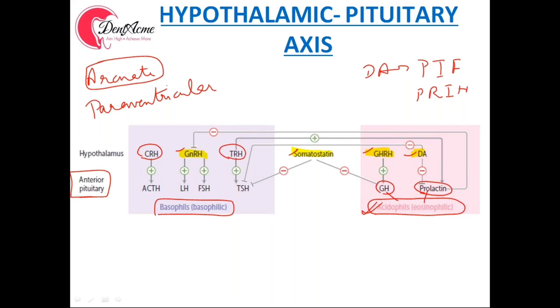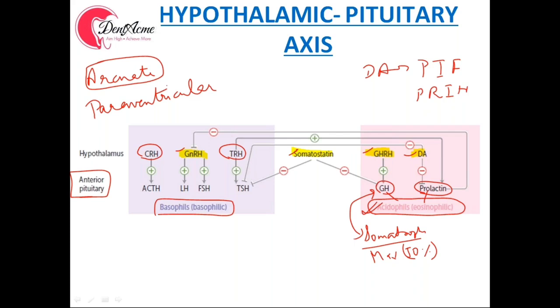Then the cells of the pituitary have various names. I don't think we need to go into the details, but all you can remember is the cells secreting growth hormone are known as somatotrophs and they are maximum in number, approximately 50%. So the maximum cells are somatotrophs which secrete growth hormone.